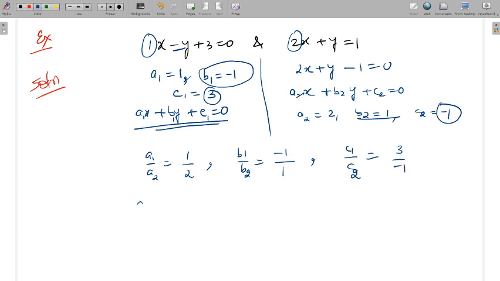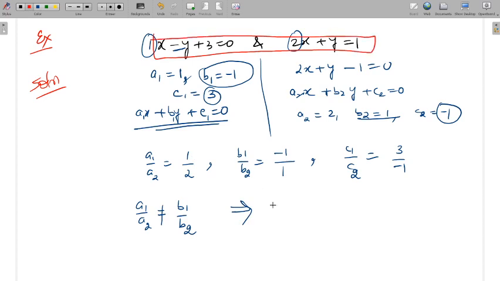So first check if a1 upon a2 is equal to b1 upon b2. Are they equal? 1 upon 2 is half, this is minus 1. They are not equal. And if they are not equal, then you know that these two equations have a unique solution. So these two lines are intersecting, right?